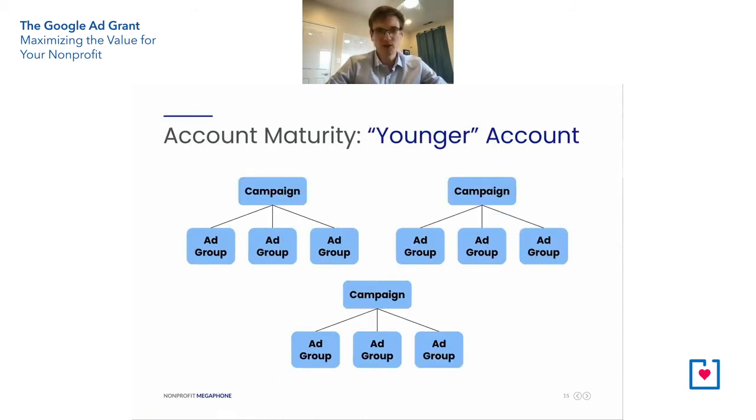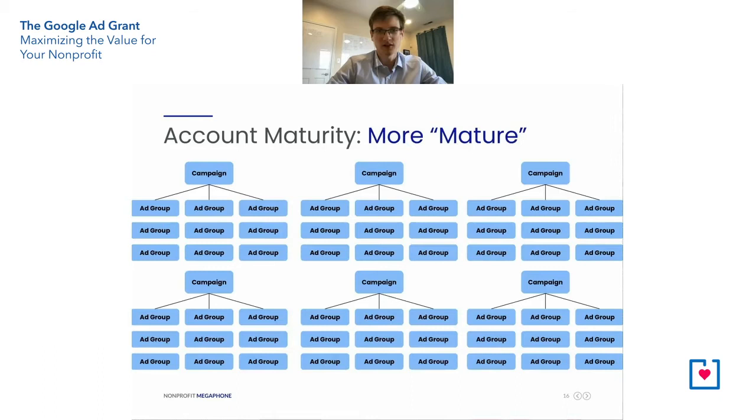As your account becomes more mature, you will have more and more campaigns and more ad groups. So maybe this is a younger account. You have a couple campaigns and each campaign has a couple ad groups. And as the account becomes increasingly mature, you could have many campaigns, and especially many ad groups. We have clients that we've been working with for 4 or 5 years now, and some of them have over 100 ad groups, all of which are specifically targeting a small and tightly clustered group of keywords and have a very relevant ad.